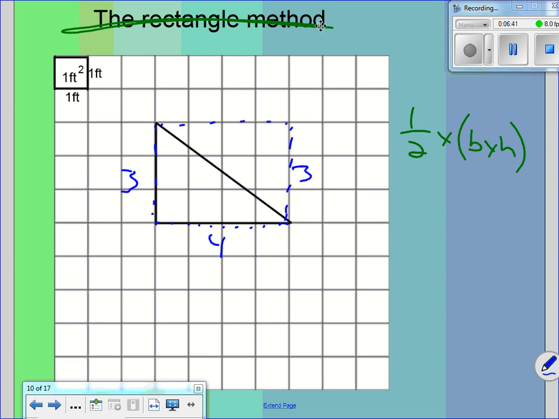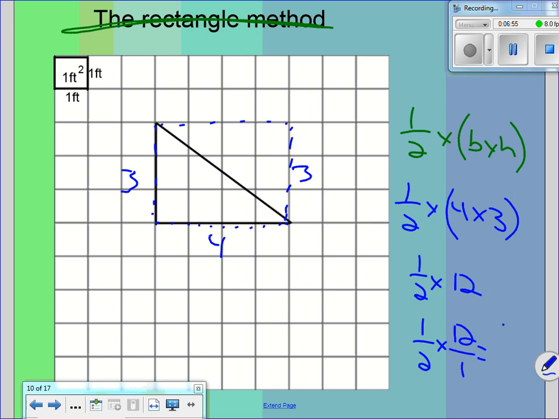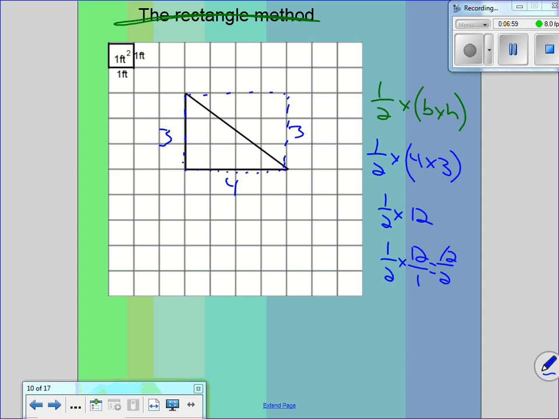So I'm going to go half times my base times my height, 4 times 3. Then I'm going to write half times 12. Then I'm going to write half times 12 over 1. This equals 12 over 2. How many 2's go into 12? Exactly 6. There's my answer.